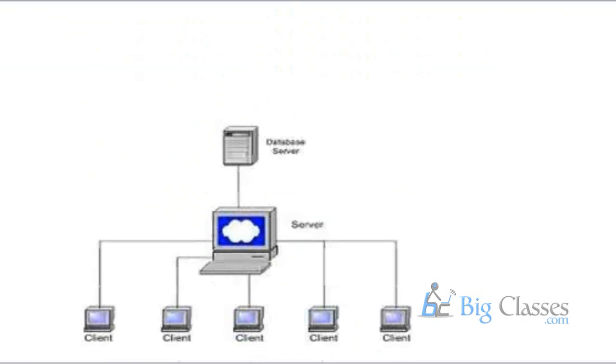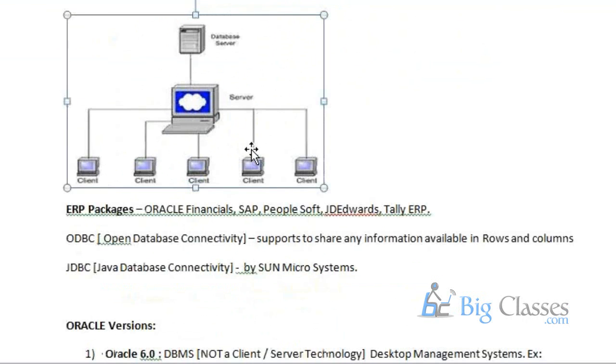You can see the architecture here. The server is connected to various clients, and the server would be further connected to the database. The client would request some data, then the server would fetch the data from the database server and give that information to the client.